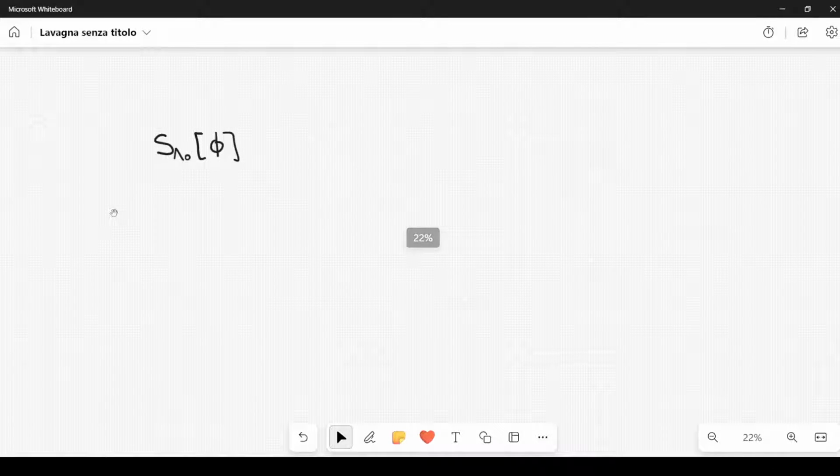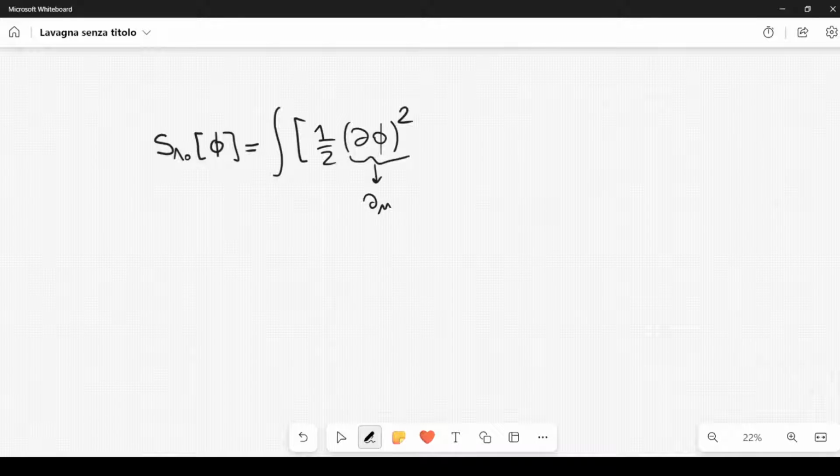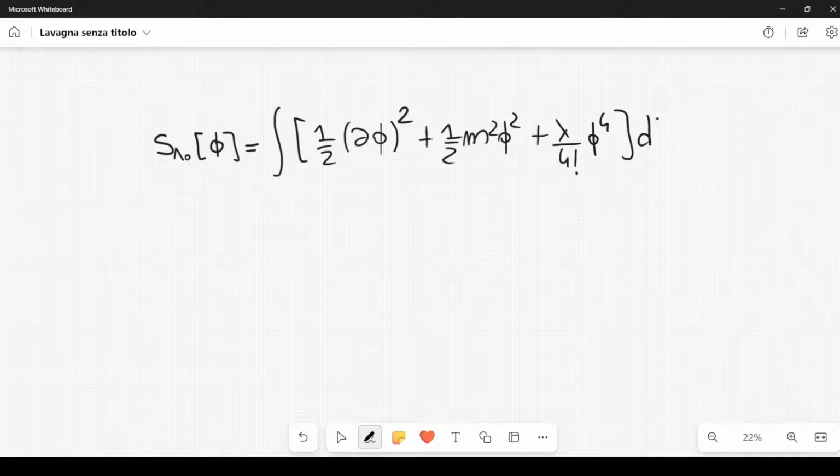Let me zoom out a little bit. And we can write this action in the following form: integral, and then we have 1/2 (d phi) squared, where as usual this is d mu phi, so this is just an abbreviation and shorthand for the tensor notation that you usually see. But anyway, (d phi) squared plus 1/2 m squared phi squared plus lambda over 4 factorial phi to the fourth, d^4x. This is the action that we consider.